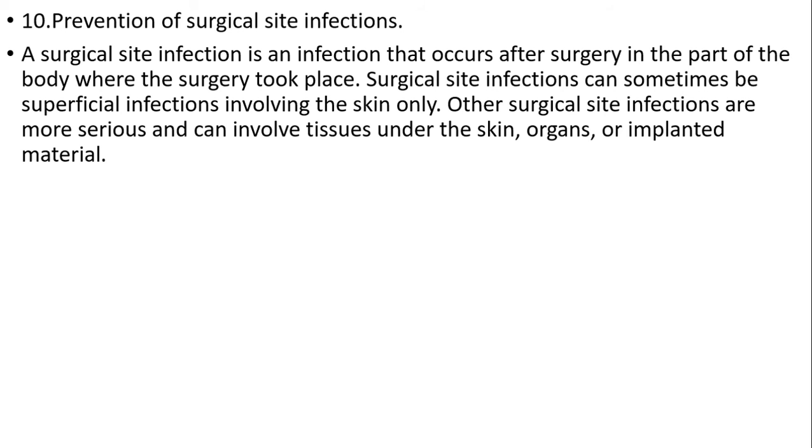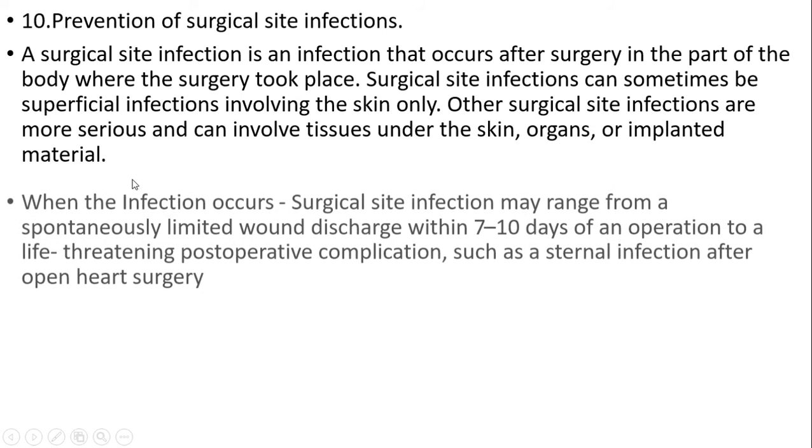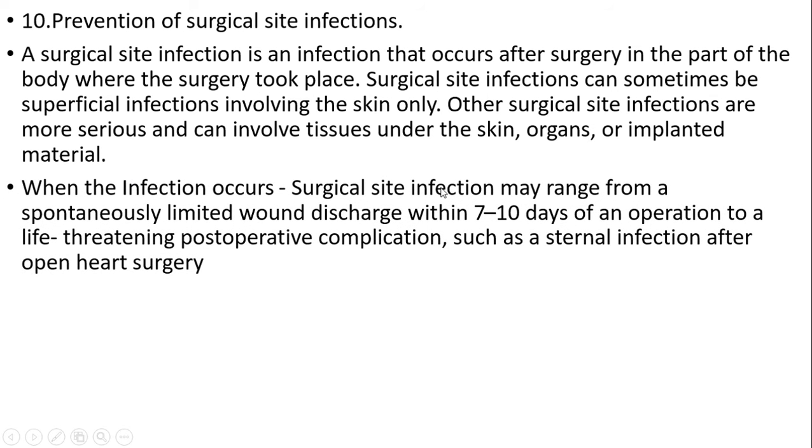Prevention of surgical site infections. Surgical site infection is an infection that occurs after surgery in the part of the body where the surgery took place. Surgical site infection can sometimes be superficial, involving the skin only. Other surgical site infections are more serious and can involve tissue under the skin, organs or implanted material. When infections occur, surgical site infection may range from spontaneously limited wound discharge 7 to 10 days after an operation to life-threatening post-operative complications such as endocarditis after open heart surgery.